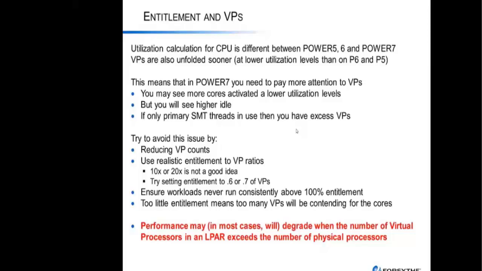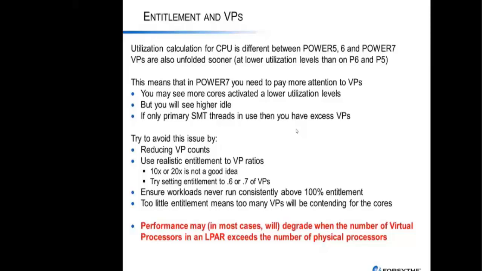And in fact, the comment that was made to me in Las Vegas was that your performance will degrade if you have more virtual processors in an LPAR than you have physical processors. So that's another thing to watch out for. So the moral of the story is in Power 7, you have to pay a lot more attention to your VP to entitlement ratios than you did in 6 or 5, and that is because the point at which we kick off new VPs has changed and it happens sooner.